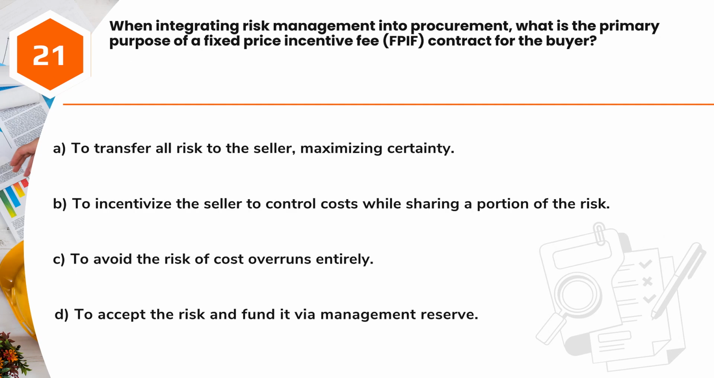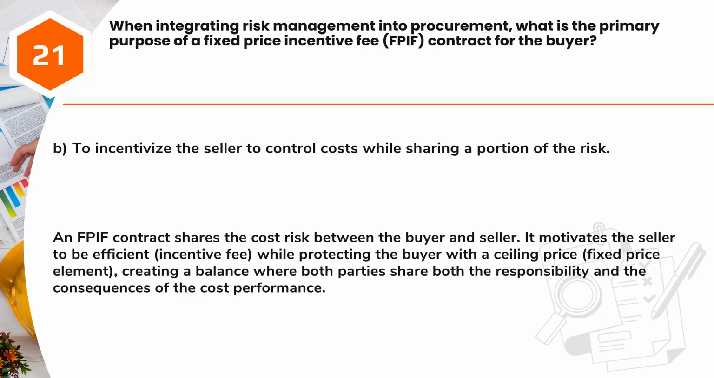Question 21. When integrating risk management into procurement, what is the primary purpose of a fixed price incentive fee, FPIF, contract for the buyer? A. To transfer all risk to the seller, maximizing certainty. B. To incentivize the seller to control costs while sharing a portion of the risk. C. To avoid the risk of cost overruns entirely. D. To accept the risk and fund it via management reserve.